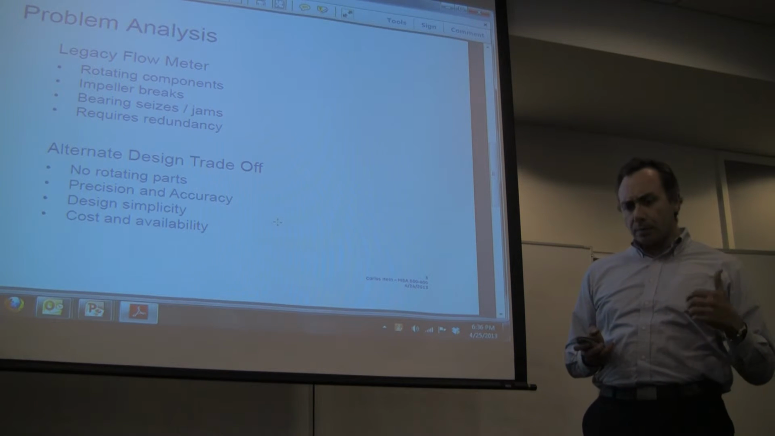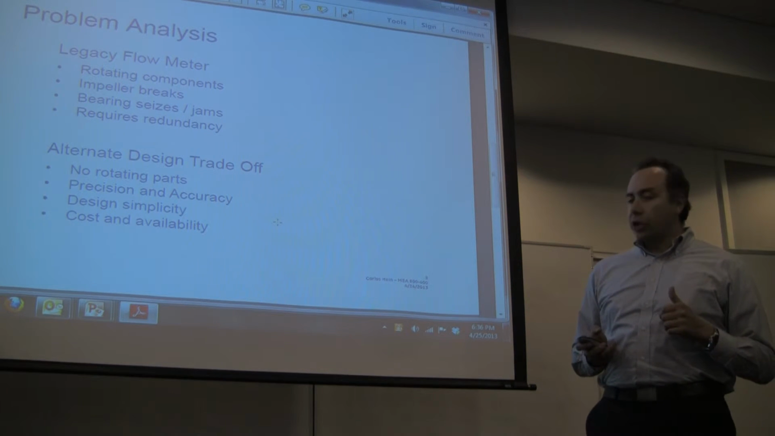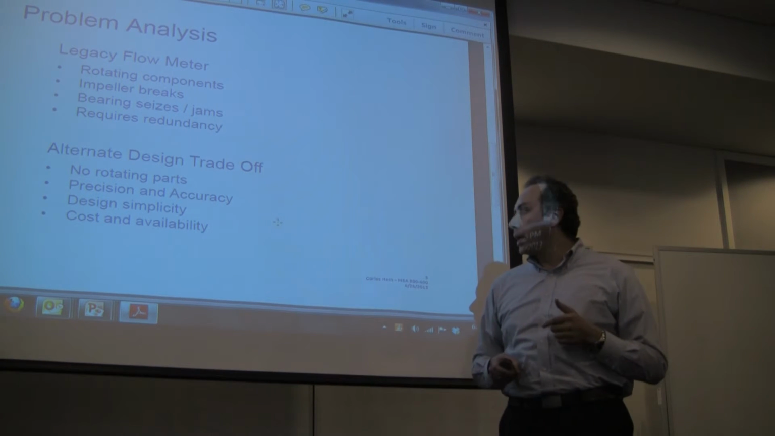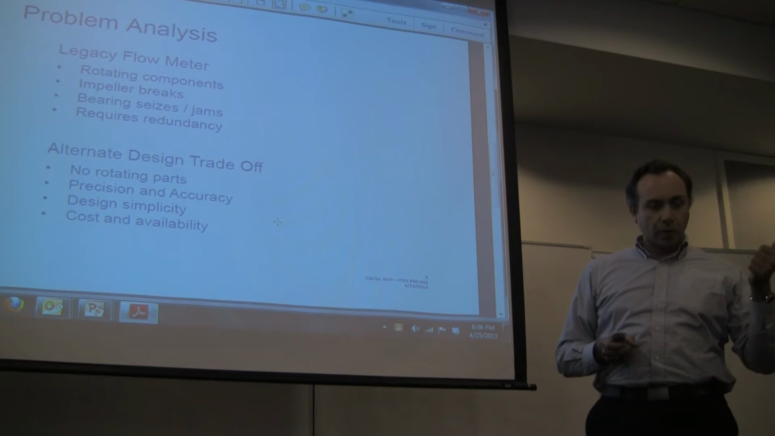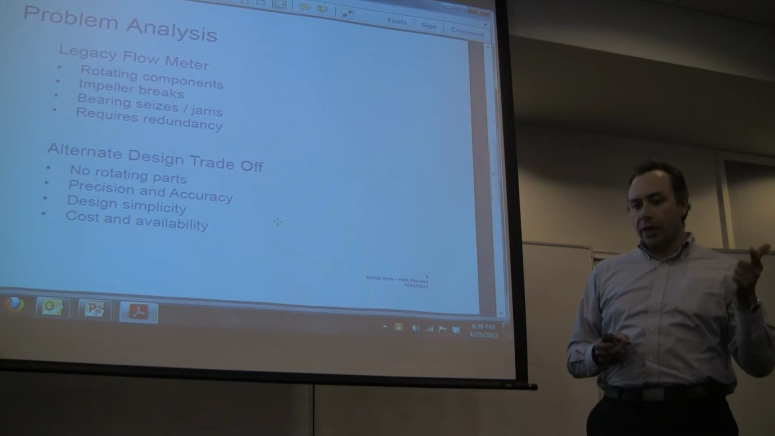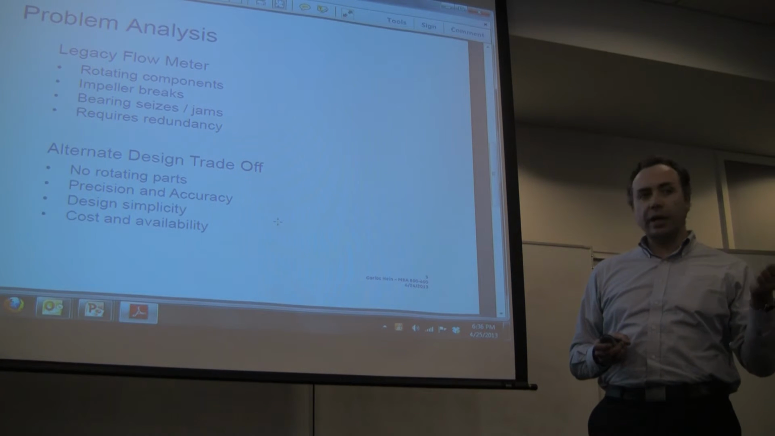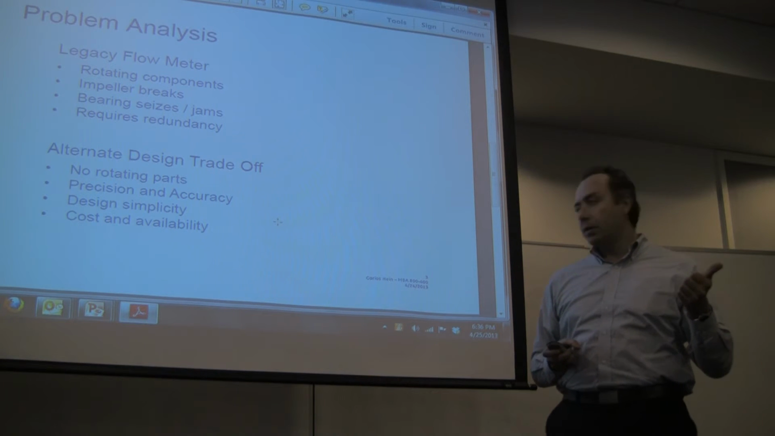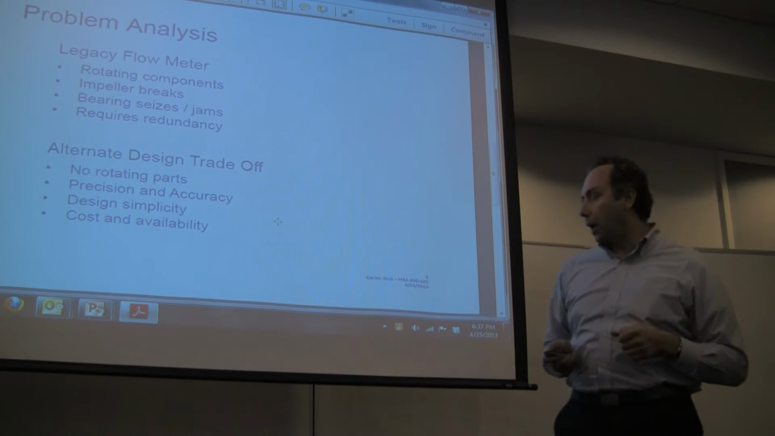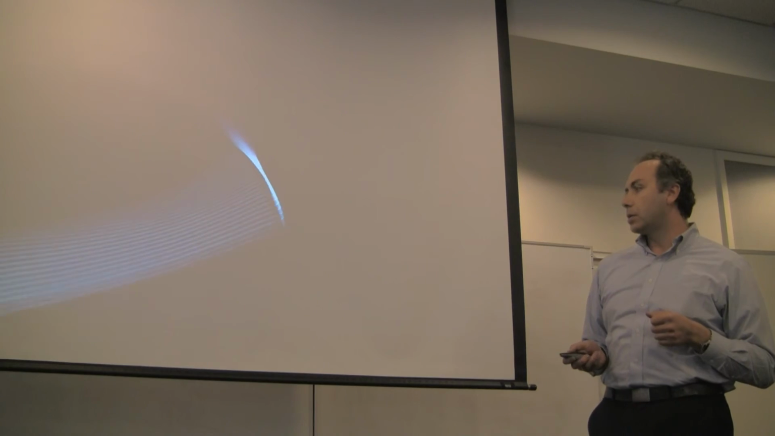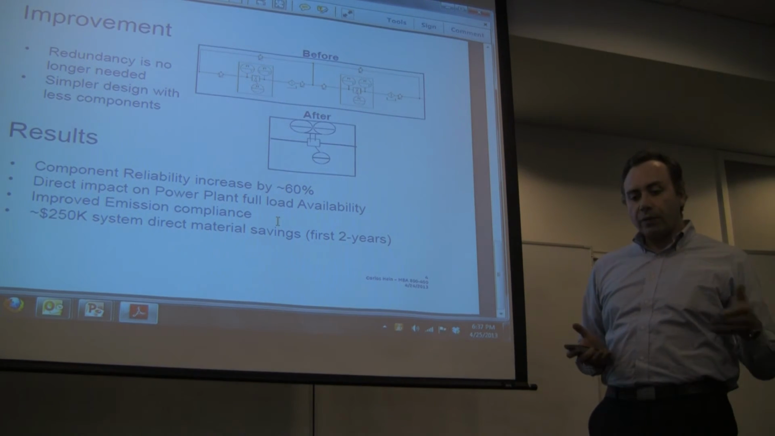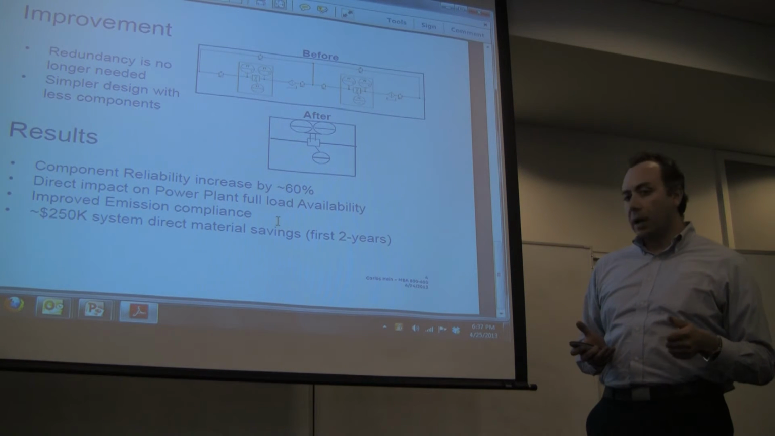So looking at the alternatives, we focused on these four main key attributes. First, no rotating components. We wanted to maintain or improve the precision and the accuracy of the component, looking at design simplicity and the cost, obviously, and how available the new device was. So we did a trade-off, and we picked one design and applied it.